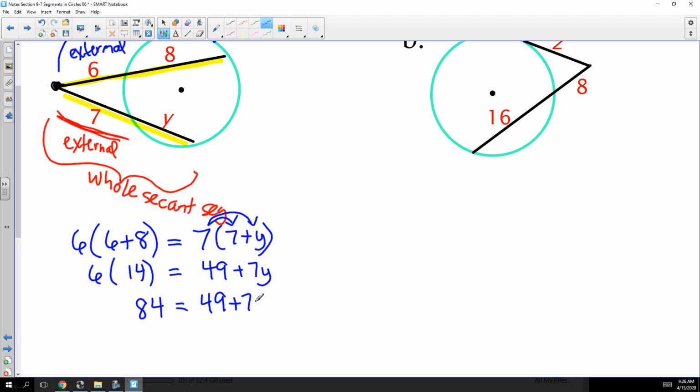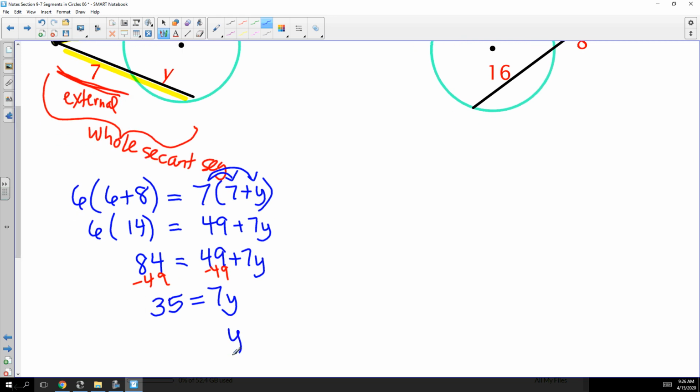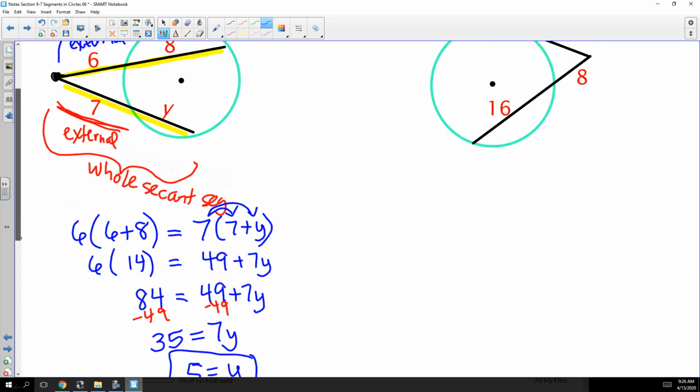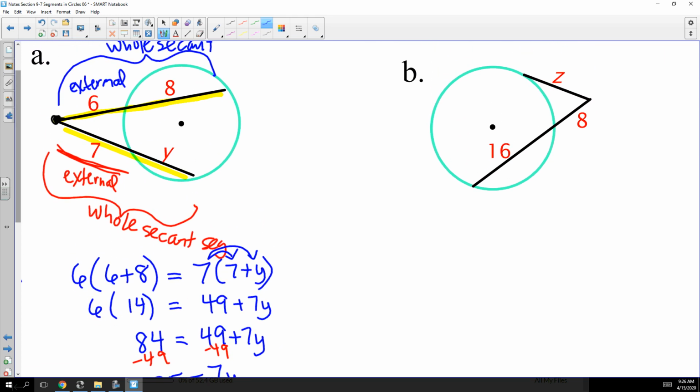So now we have 7y is equal to, and we're going to subtract 49, and we get 35 is equal to 7y, and then y is equal to 5, and you're done. Found the value of y. It was an exact value, so we didn't have to approximate it at all. All right, let's take a look at the next picture. And always think about what you are looking at so that you'll know what theorem to apply.